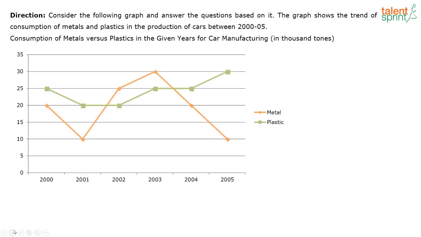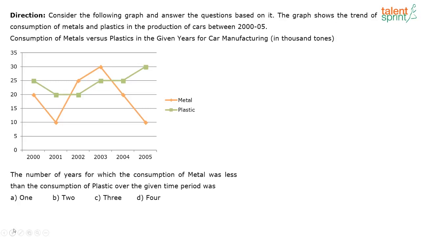So next we move on to a question on line graph. Line graph is also known as XY plot or also called as Cartesian graph. So let us look at the question that has come from this particular graph. Consider the following graph and answer the questions based on it. The graph shows the trend of consumption of metals and plastics in the production of cars between years 2000 and 2005, in 1000 tons. Orange represents metal and green represents plastic. Now based on this, they have asked this question.